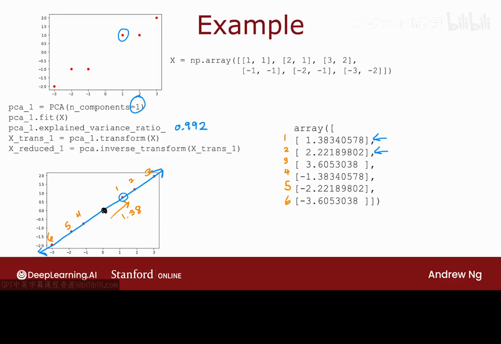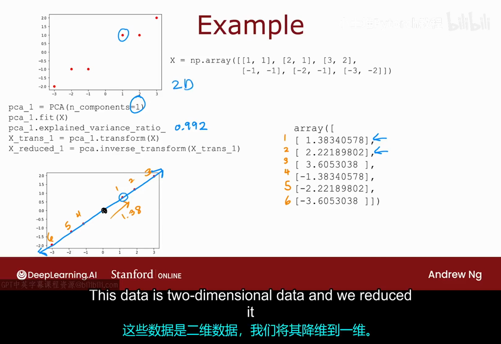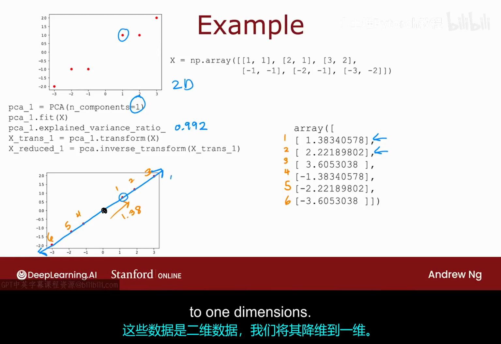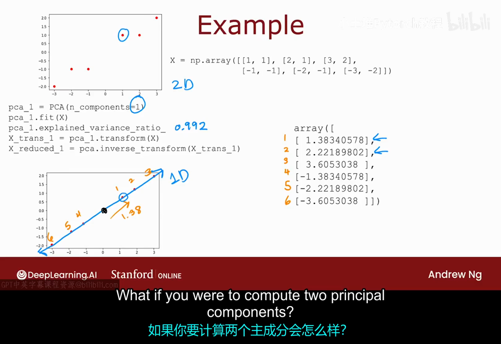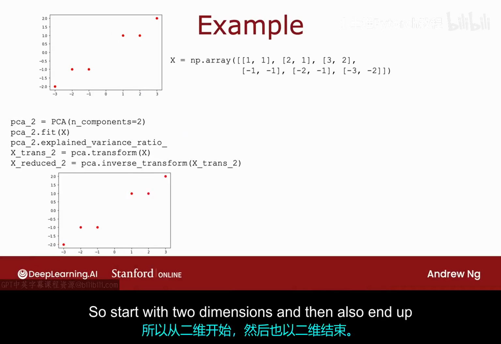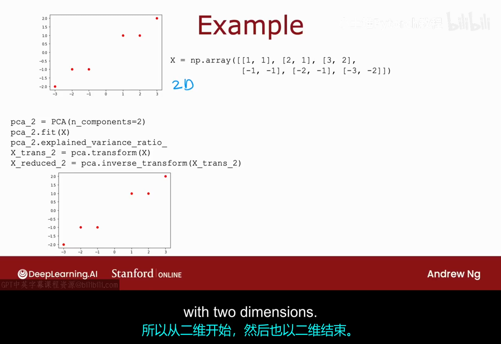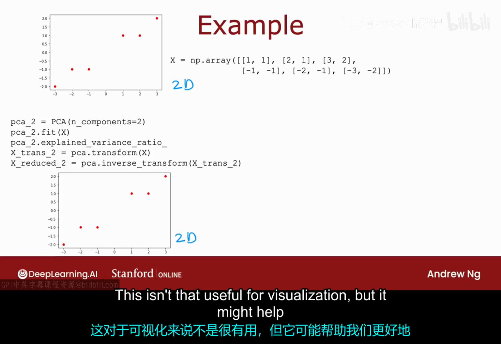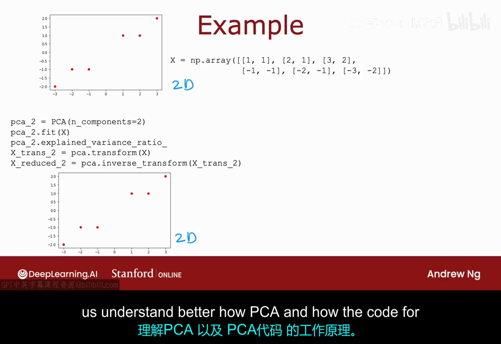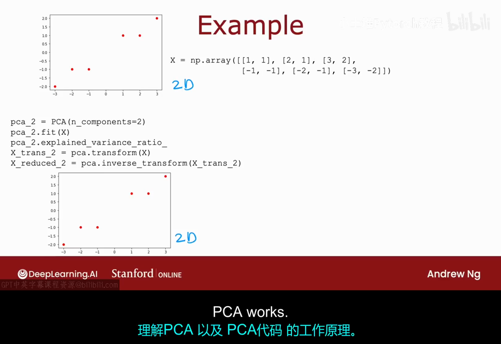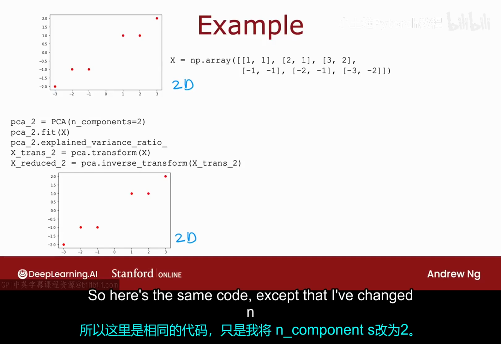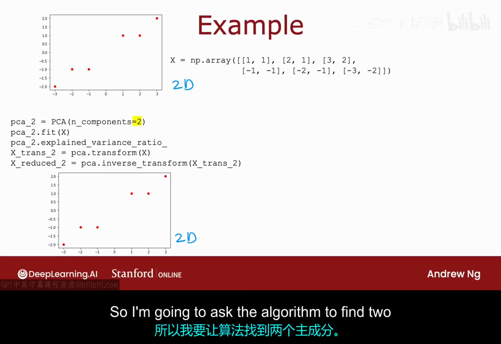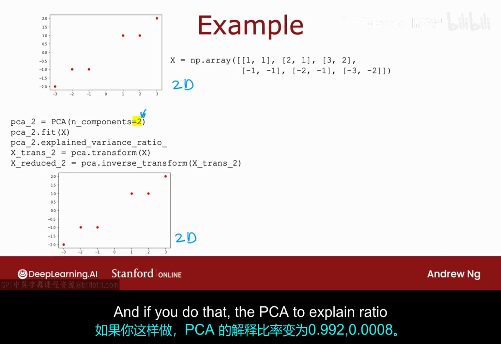Just one more quick example. This data is two-dimensional data, and we reduced it to 1 dimension. What if you were to compute two principal components? So start with 2 dimensions and then also end up with 2 dimensions. This isn't that useful for visualization, but it might help us understand better how PCA and how the code for PCA works. So here's the same code, except that I've changed n_components to 2. So I'm going to ask the algorithm to find 2 principal components. And if you do that, the PCA explained variance ratio becomes 0.992, 0.0008.